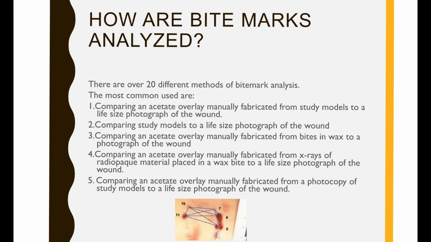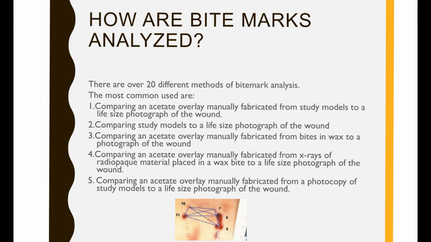Okay, so in terms of how the bite mark is actually analyzed, there are 20 different methods for analysis. So there's 76 different things to compare, but there are 20 different methods for analysis. The most common ones and the ones that we will use in class are the 5 that we've listed. So you can compare an acetate overlay of someone's pattern to study models or to a life-size photograph of the actual wound.